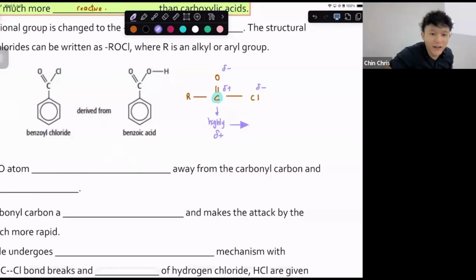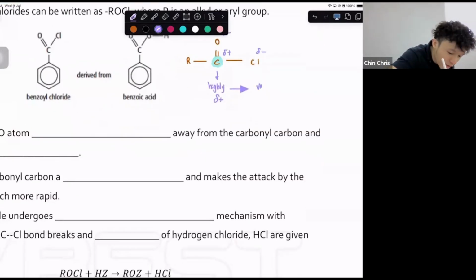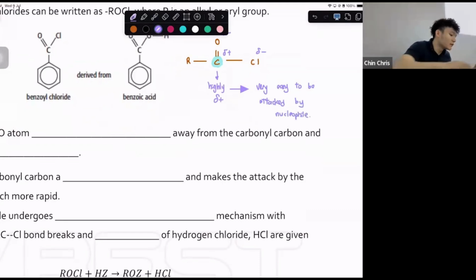Alright guys, so your carbon is highly delta positive, which makes it very easy to be attacked by a nucleophile. Please write it down. Highly electropositive, which makes it super easy to be attacked by any incoming nucleophile.